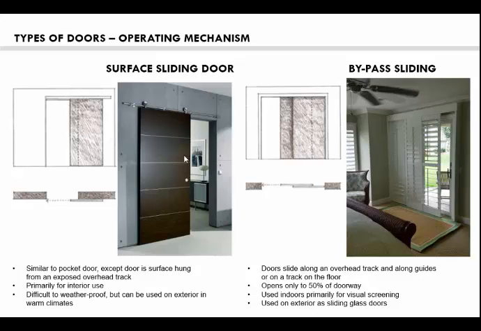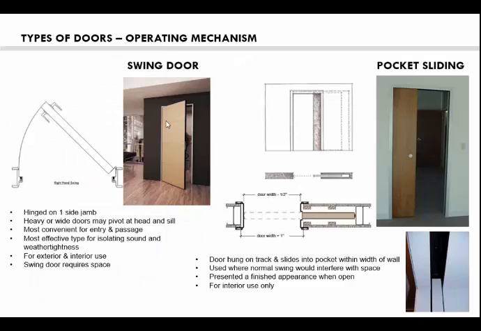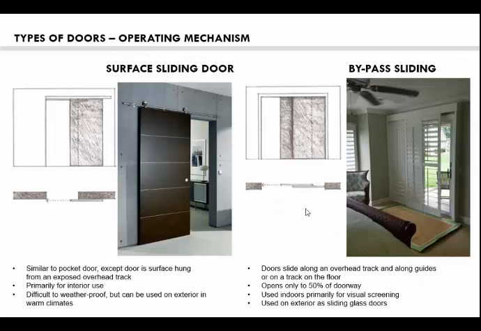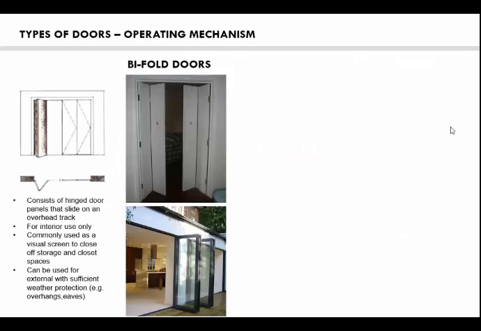This is overhead. This is also overhead. But the pocket one, they will run on the sliding track, sometimes it's not at the bottom, sometimes it's at the top, sometimes it's either one. So for bypass sliding, also used primarily indoors. Sometimes we use it on exterior, like your sliding glass door, or sometimes in gates design as well.